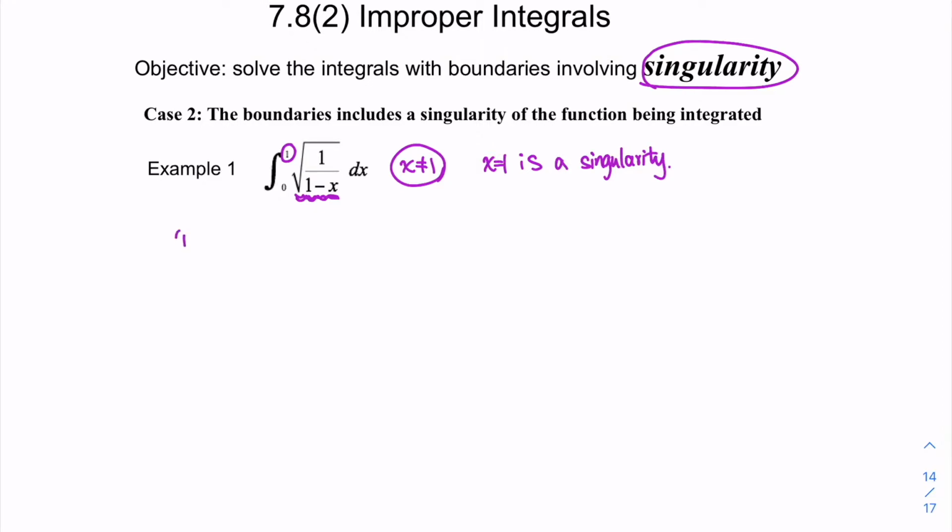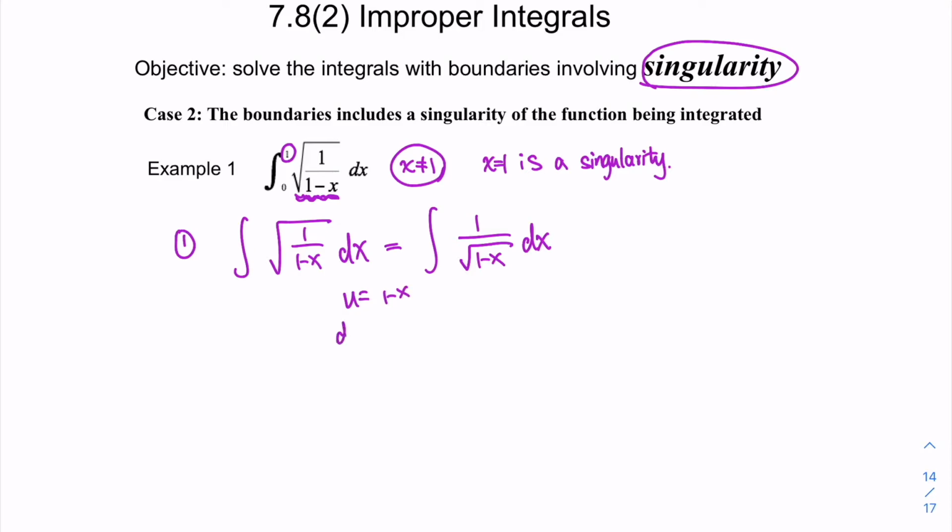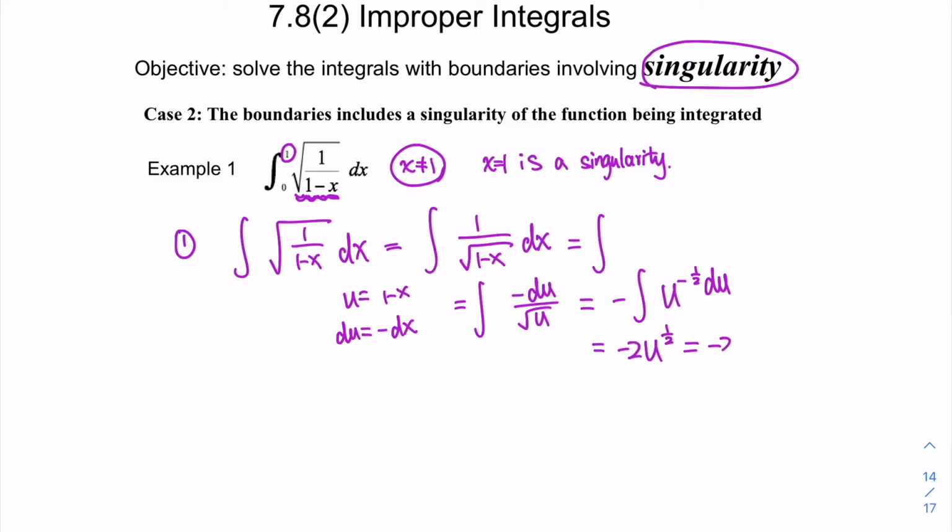First, we evaluate this integral without boundaries. Integration of 1 over the square root of 1 minus x dx. It's the same thing as 1 over (1 minus x) to the 1/2 dx. You can use u substitution. So u equals 1 minus x, du equals negative dx. So this will be negative du over square root of u. It's negative integration of u to the negative 1/2 du, which is negative 2 u to the 1/2, which is negative 2 times (1 minus x) to the 1/2.